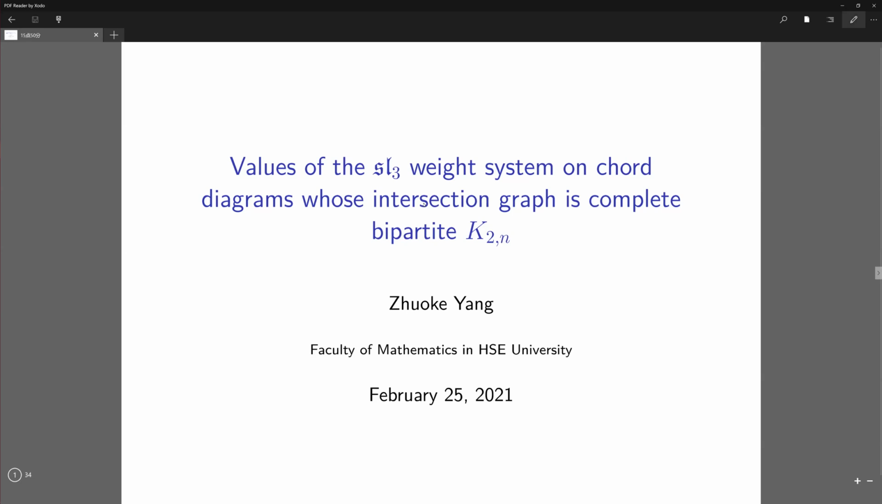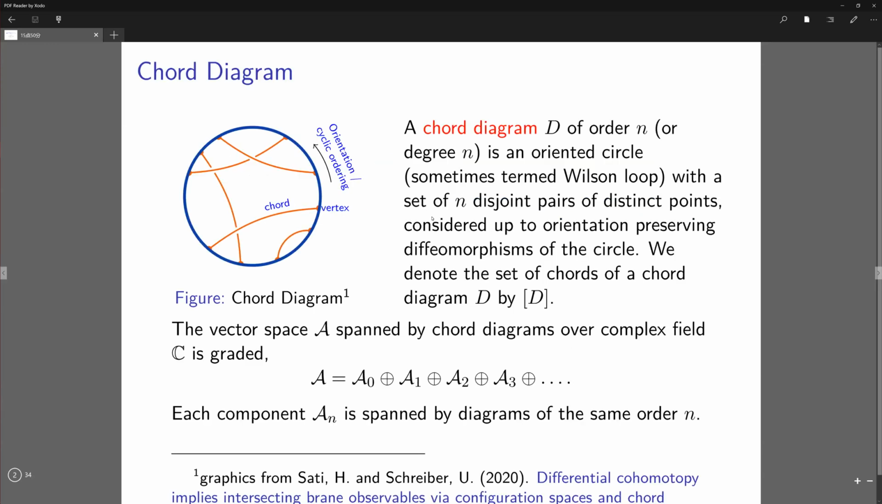Okay. So I'm going to be talking about the SL3 weight system on chord diagrams. And I guess that maybe everyone already knows about chord diagrams, the Fulton relationship and the Lie algebra weight system. I will still go through all the definitions in case there's someone who doesn't know. So first is chord diagram. A chord diagram is just an oriented circle and a set of separate chords.